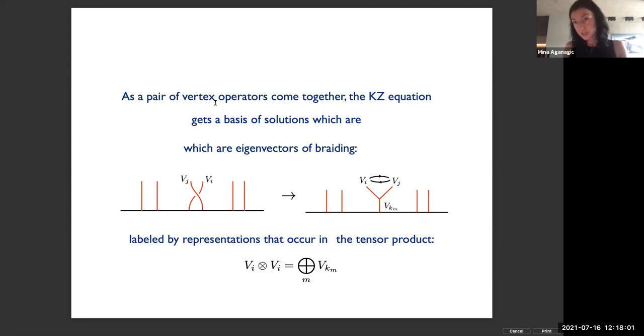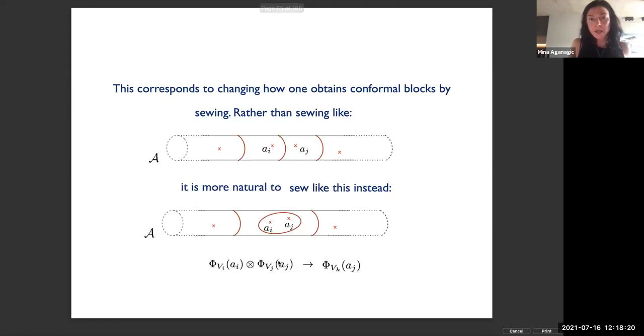As a pair of vertex operators come together, the KZ equation gets a basis of solutions, which are eigenvectors of braiding, labeled by representations that occur in the tensor product of the representations coloring the two punctures that come together. This corresponds to changing how you obtain conformal blocks by sewing. Rather than sewing it sequentially like this, you more naturally sew it like this instead.